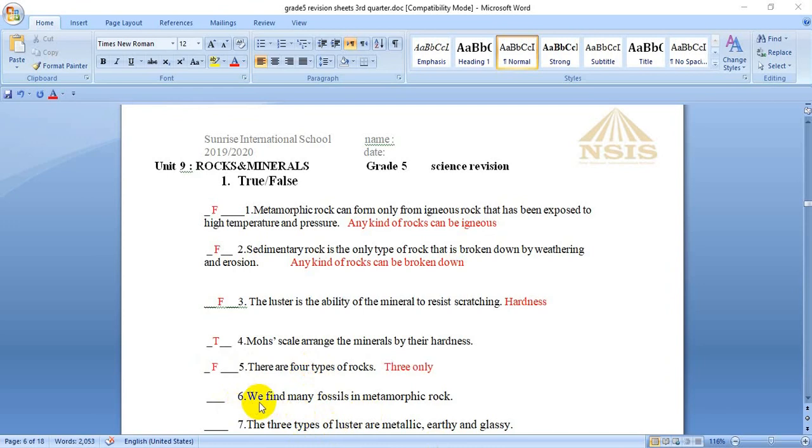Question 6. We find many fossils in metamorphic rock. If you remember, metamorphic rock needs heat and pressure. So what will heat and pressure do to the fossil? Of course, they will destroy the fossil. So metamorphic rock is not the right kind of rock to find fossils in. The best kind of rock to find fossils in is sedimentary rock. So the answer is also false, and instead of metamorphic we write sedimentary.